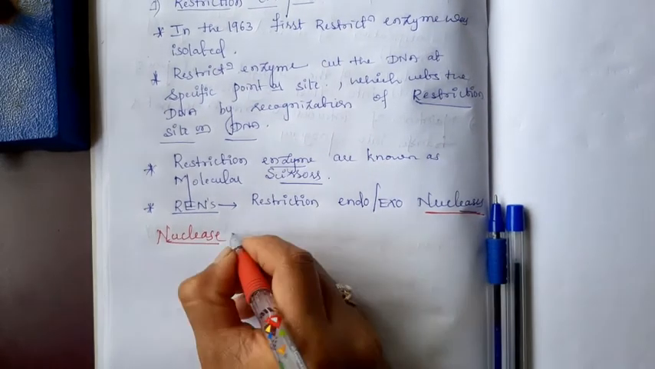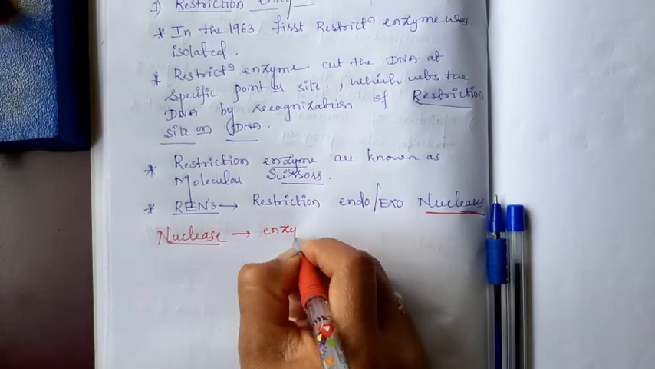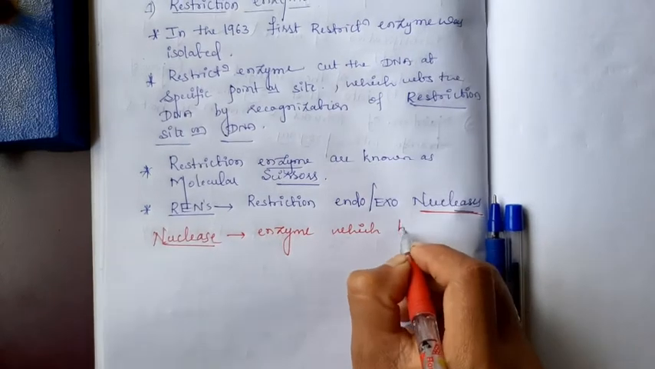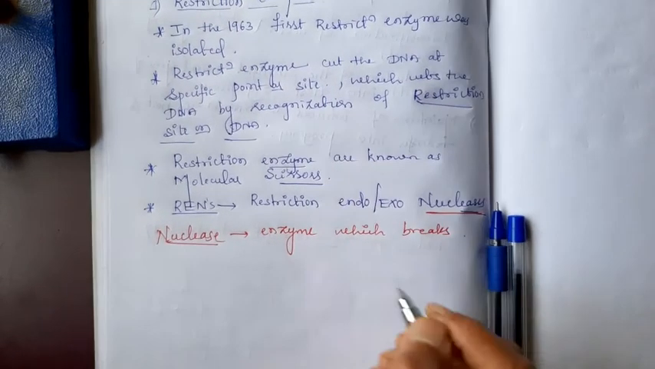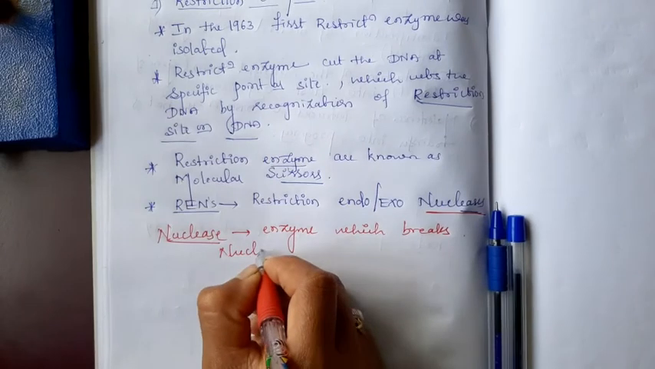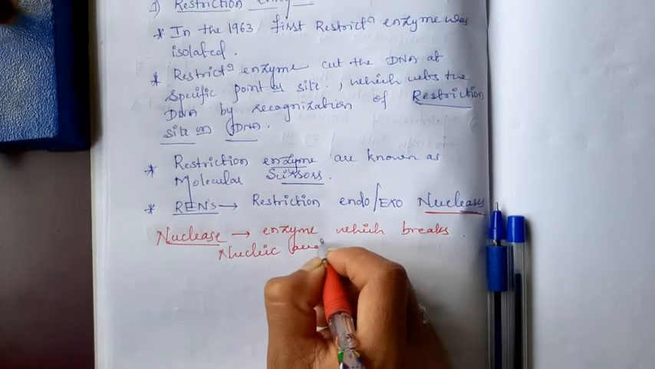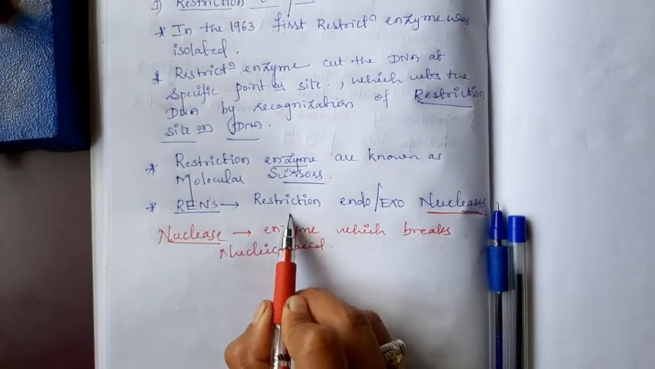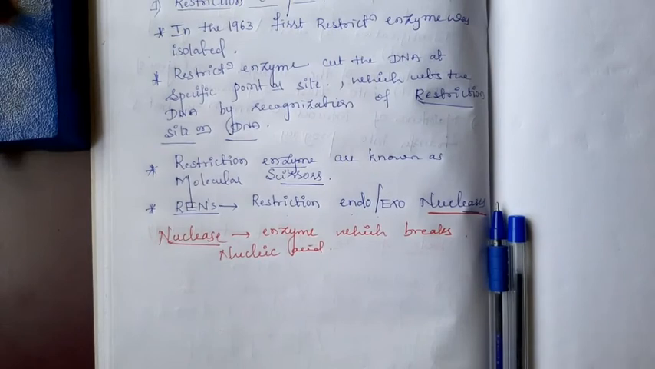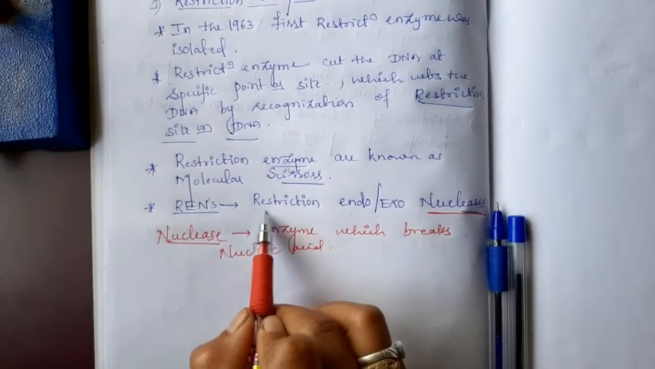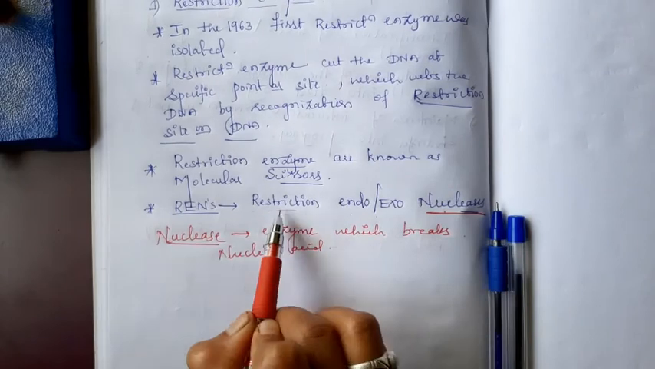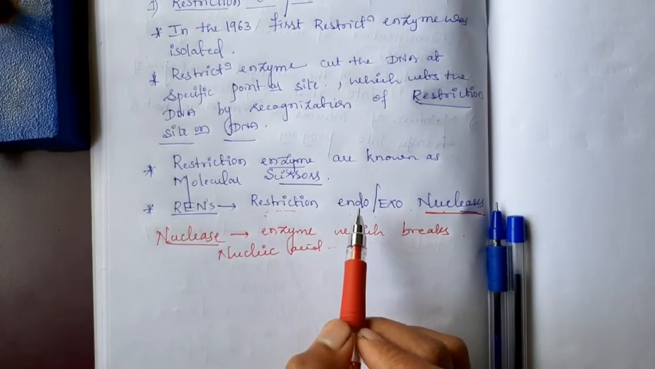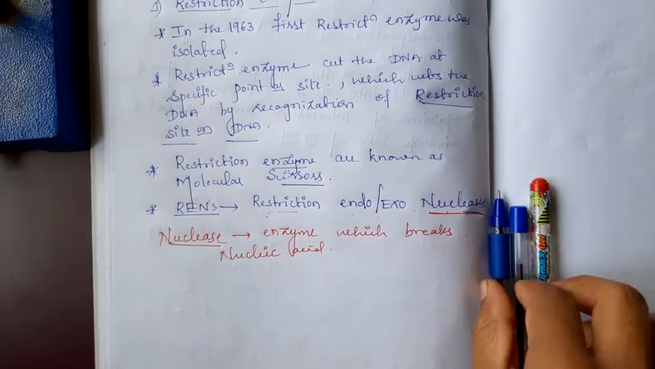I will write here: nuclease in the sense an enzyme which breaks or cuts the nucleic acid. It may be DNA or RNA. Okay. A restriction endo or exonuclease, in the sense, the restriction means a nuclease enzyme cuts the DNA at a particular point.